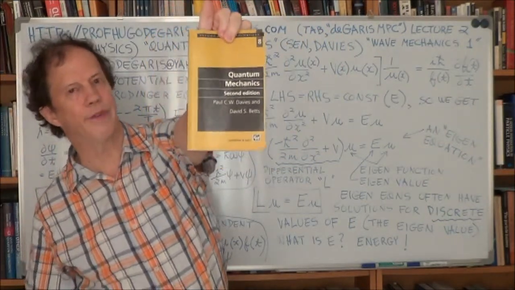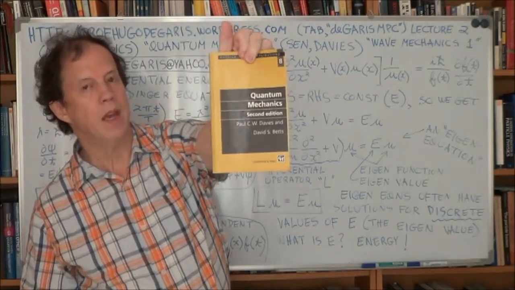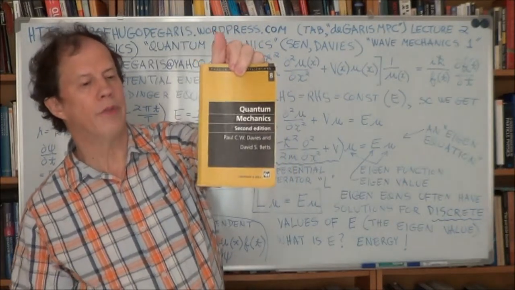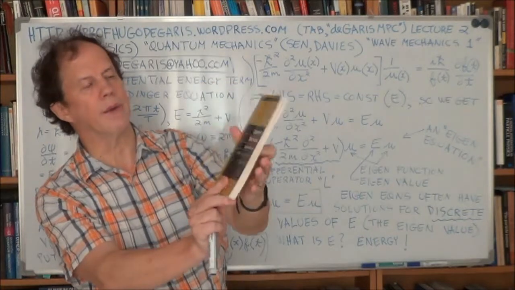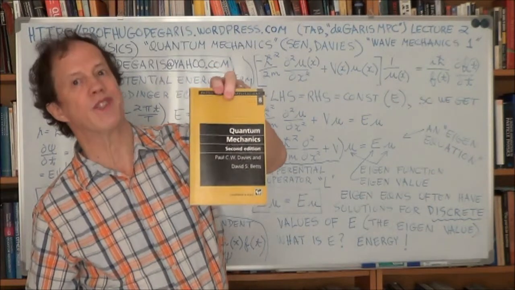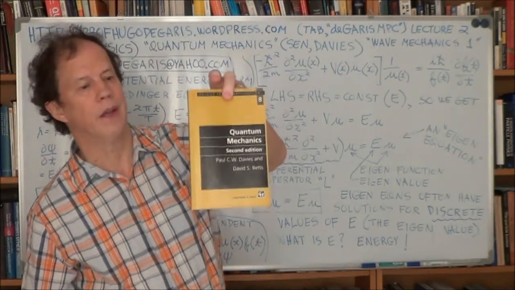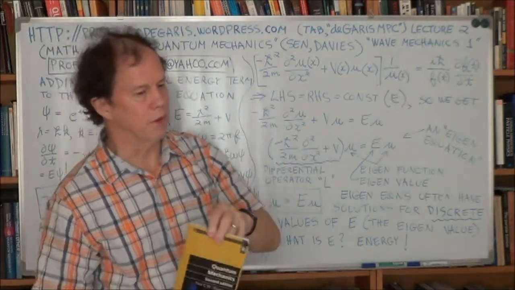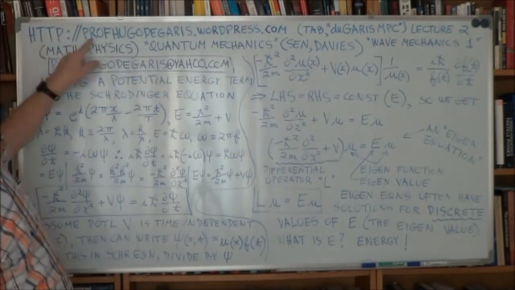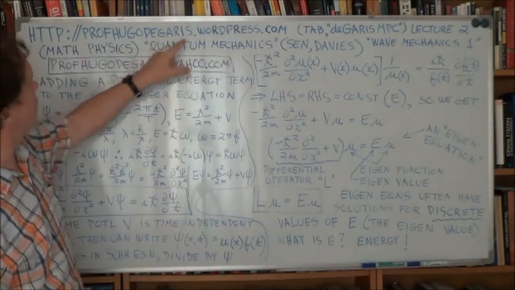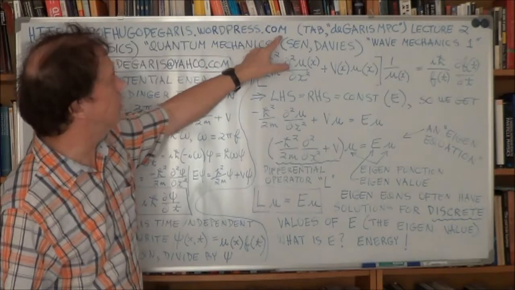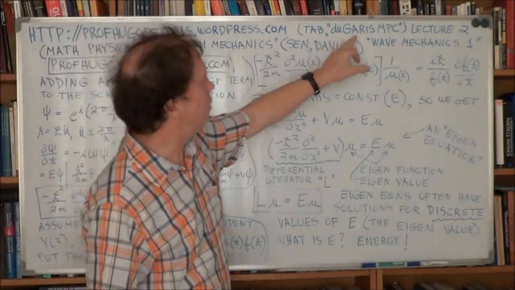You can get this book for free on emule.com, or if you prefer in paper form, hard copy, then you can pay for it. You can go to Amazon.com and probably get it secondhand. And the prices and all those kinds of details about both the course and the text you can find on my website, which is here. So Prof. Hugo deGaris is my name, .wordpress.com. And then click on the tab, deGarisMPC.